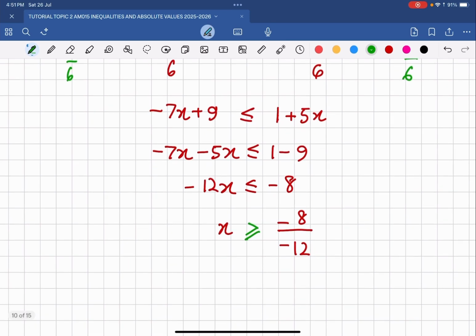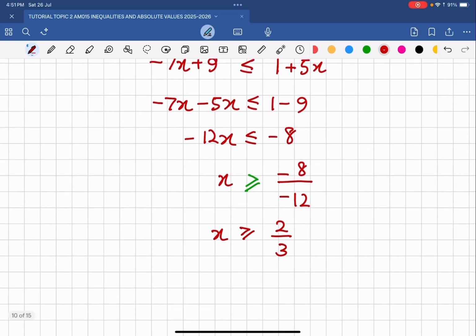To simplify, we can never leave our answer as negative 8 divided by negative 12. So x is greater than or equal to, since a negative divided by a negative is positive, 8 divided by 4 is 2, and 12 divided by 4 is 3. So x is greater than or equal to 2 over 3, and if you write it in interval form, it is 2 over 3 to positive infinity.